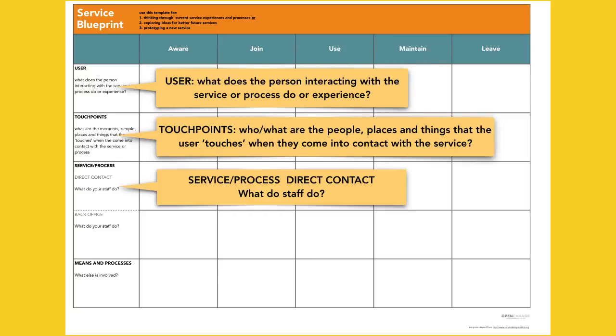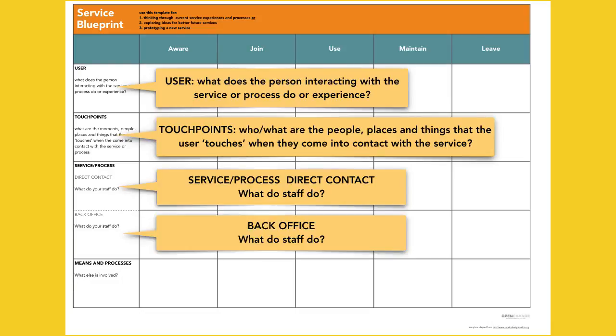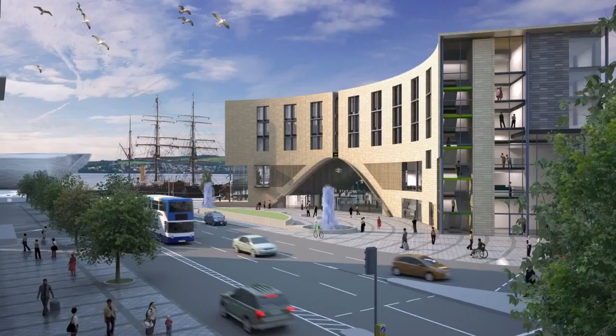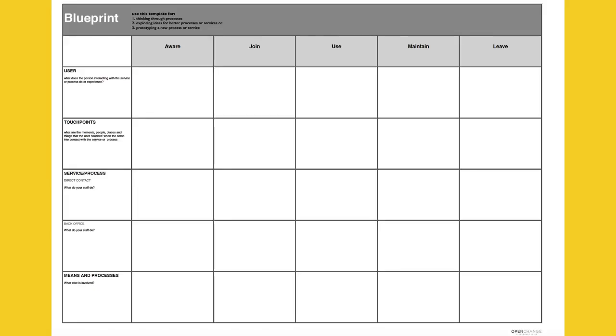Continuing with front stage, we're interested here in what staff actually do, how they're interacting with the user. Meanwhile, backstage or back office, what are staff doing there? Finally, means and processes. What else is involved? What are the processes and resources needed to deliver the service or experience? So let's see how this works in the case of how we design the service provided by a hotel. What are all the elements a blueprint must address to provide a great hotel experience?